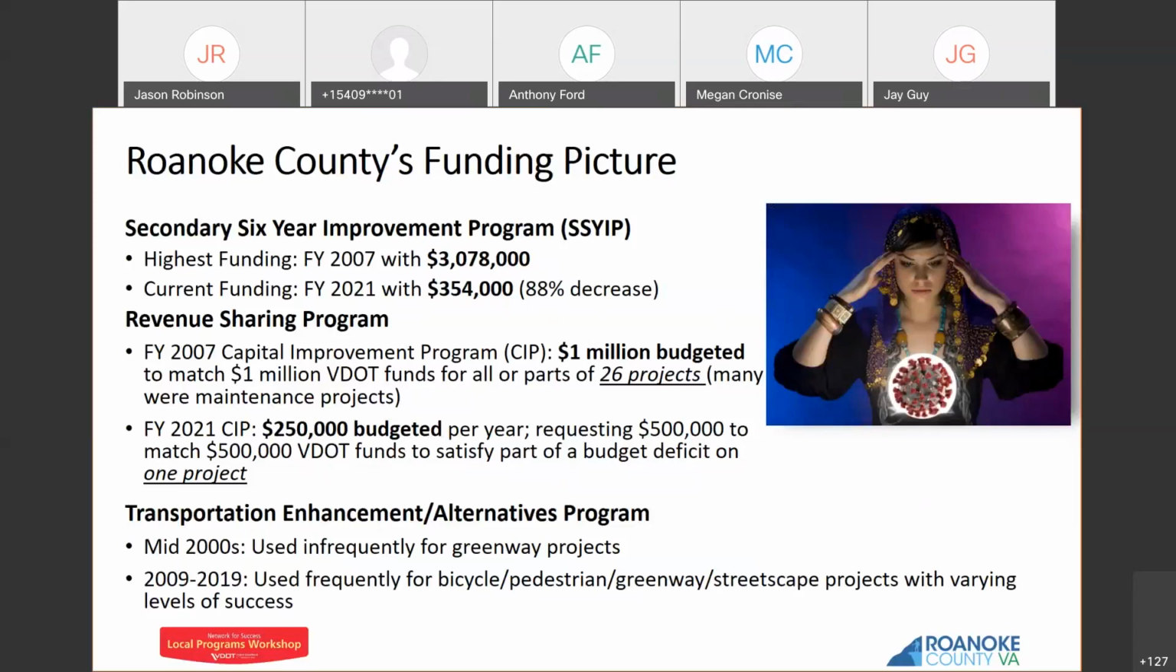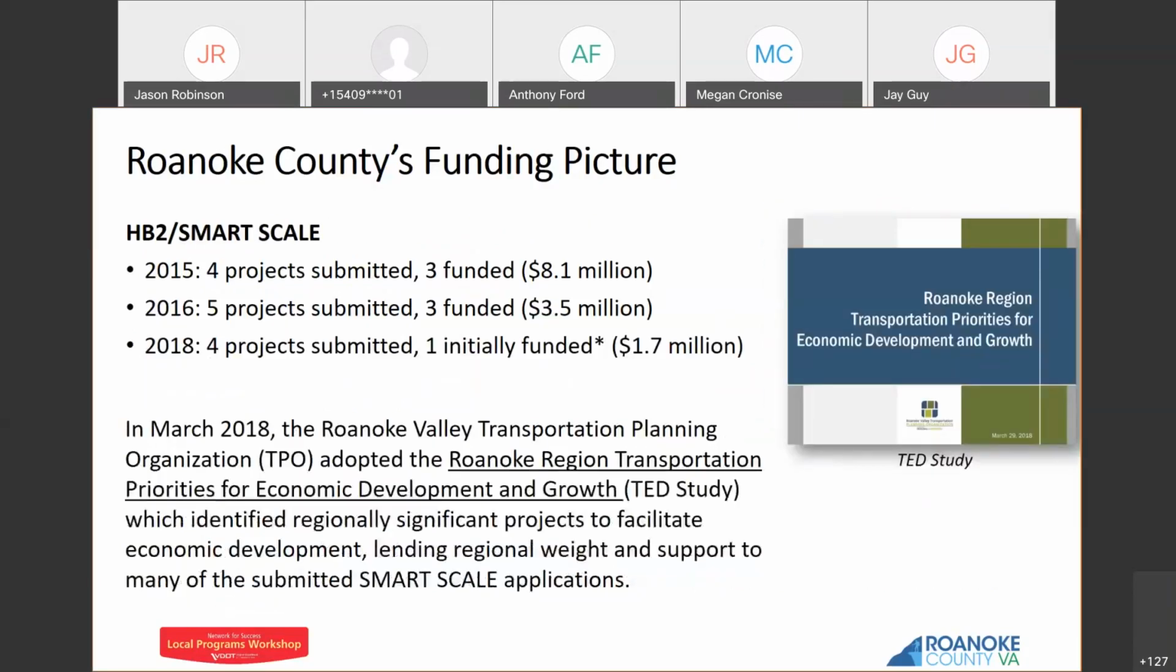And there's the COVID crystal ball. We don't know what's going to happen in the future, but we'll do the best we can with what we have to work with. Hopefully, FY22 won't be horrible.